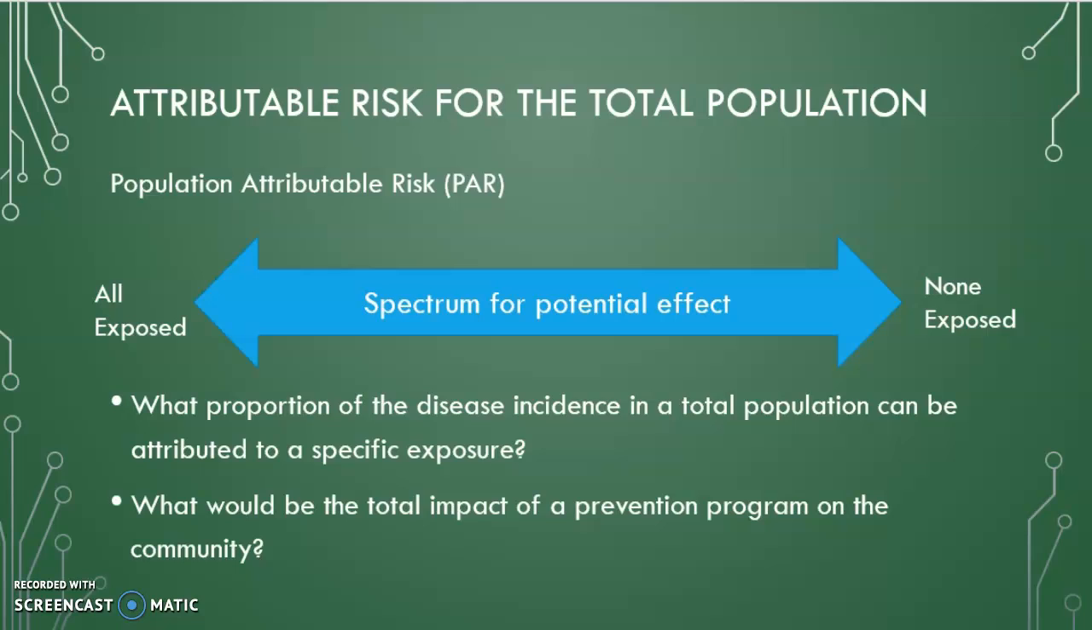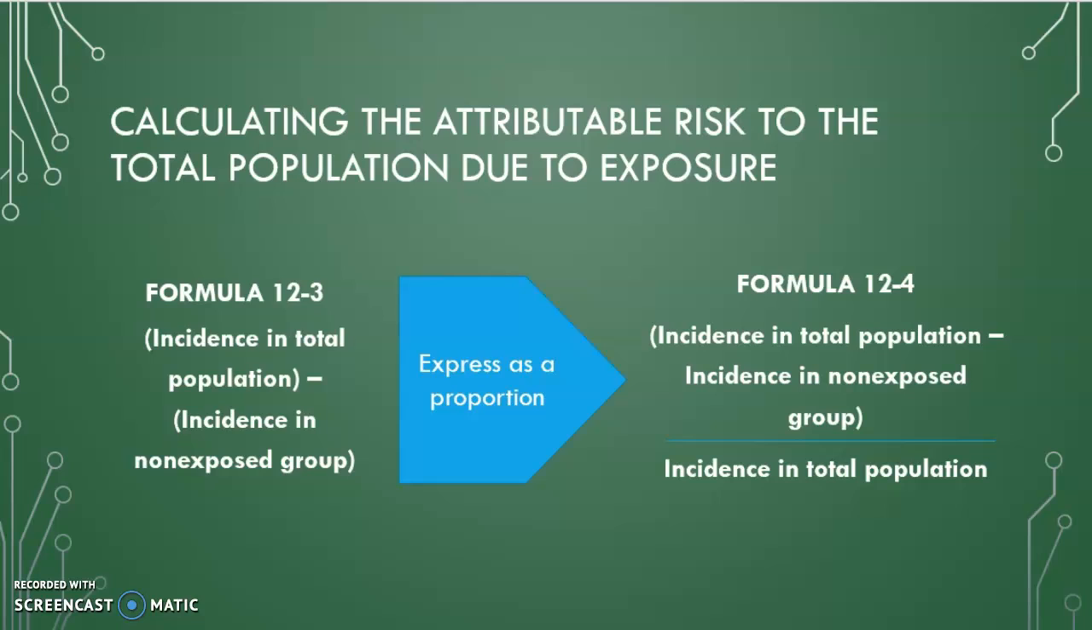And this will answer questions such as, what proportion of the disease incidence in a total population can be attributed to a specific exposure, as well as what would be the total impact of a prevention program on the community. So, in order to calculate the attributable risk due to the total population due to the exposure, we'll use the same formula as discussed previously: incidence in the total population minus incidence in the non-exposed group.